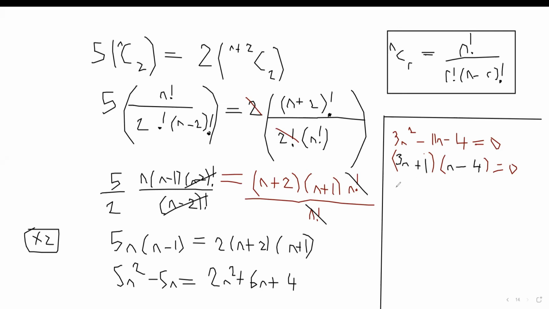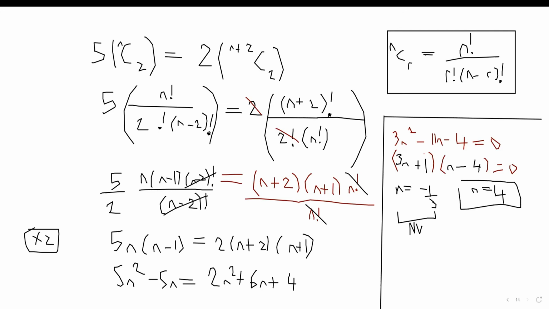So guys, what we end up getting is n equals negative 1 over 3. But guys, n can't equal negative 1 over 3. This one is not valid. That's because you can't get a negative combination. You can't use n as a negative in combination. So n equals 4. That's the answer that's going to make these two sides equal to each other.